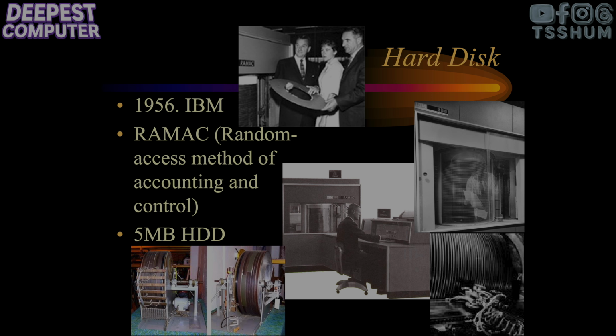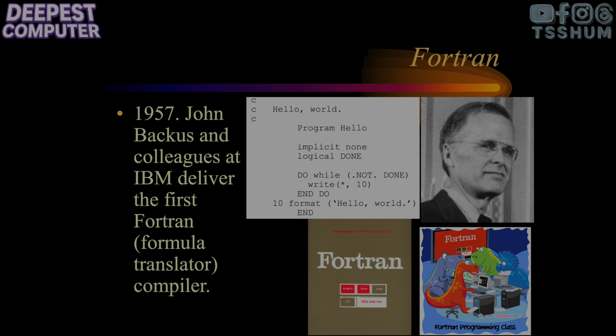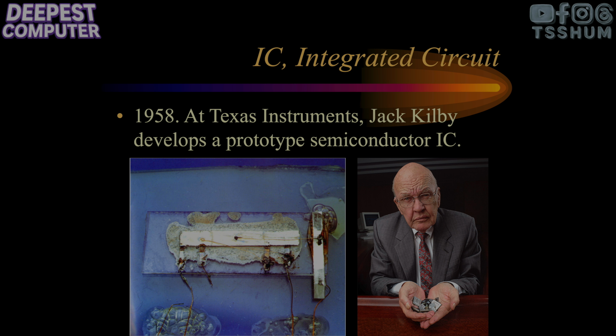The first hard disk drive was the IBM RAMAC, or Random Access Method of Accounting and Control, in 1956, featuring a 5 megabytes capacity. In 1957, John Backus and colleagues at IBM delivered the first Fortran compiler, a crucial language for scientific and engineering computing. Jack Kilby developed a prototype semiconductor integrated circuit, or IC, at Texas Instruments in 1958.